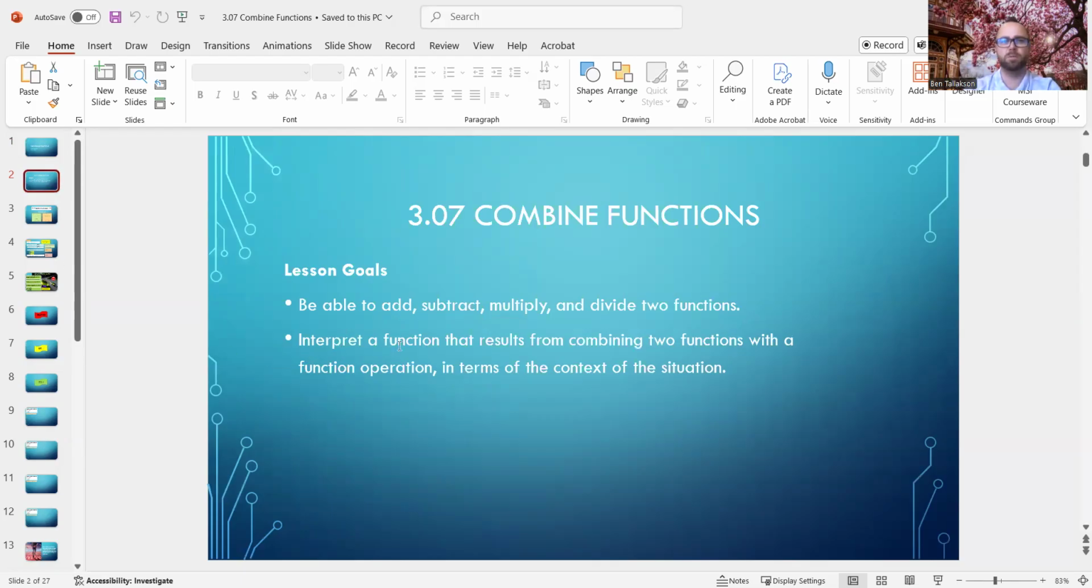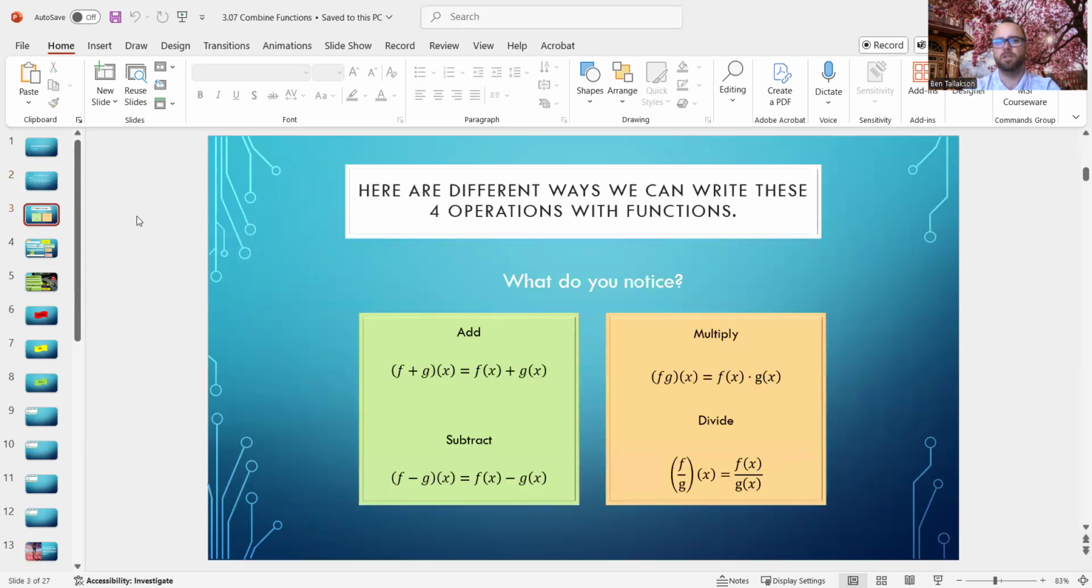Our second goal, interpret a function that results from combining two functions with a function operation in terms of the context of the situation. What that really is talking about is the notation you see here, which is four different ways we might see these operations be shown. Actually, two for each, right? So adding, subtract, multiply, divide.